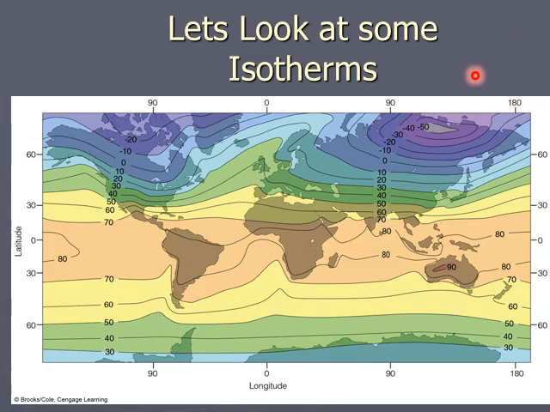All right, so an isotherm. What is an isotherm? That's these lines here, specifically this one marked 70. An isotherm is a line of constant temperature. So everything on this line has the same temperature.